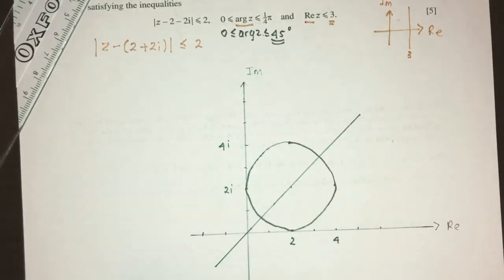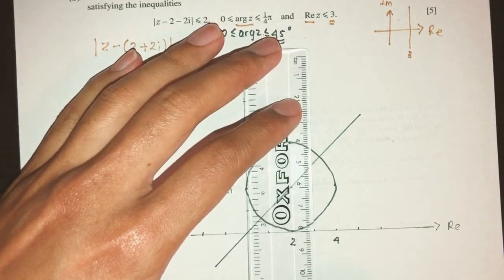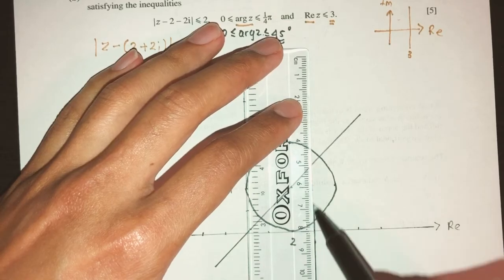Now part 3, the real part of z is less than or equal to 3. So we have to draw a vertical line for the real part of z.